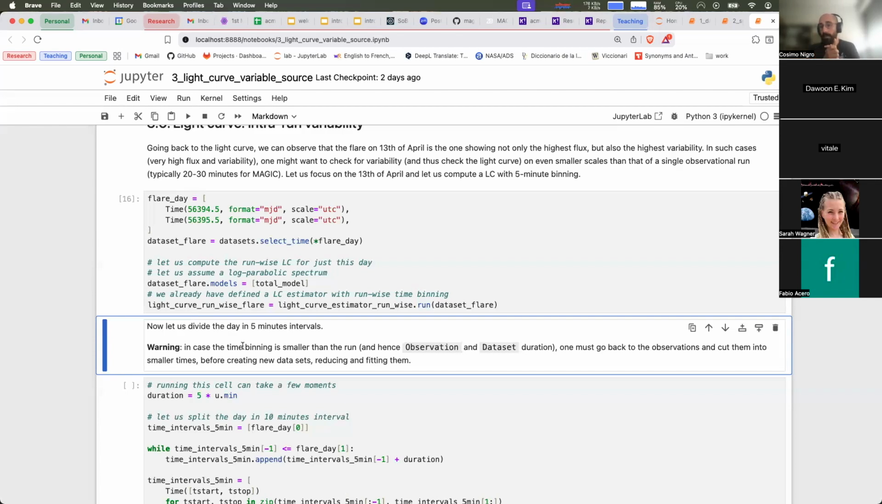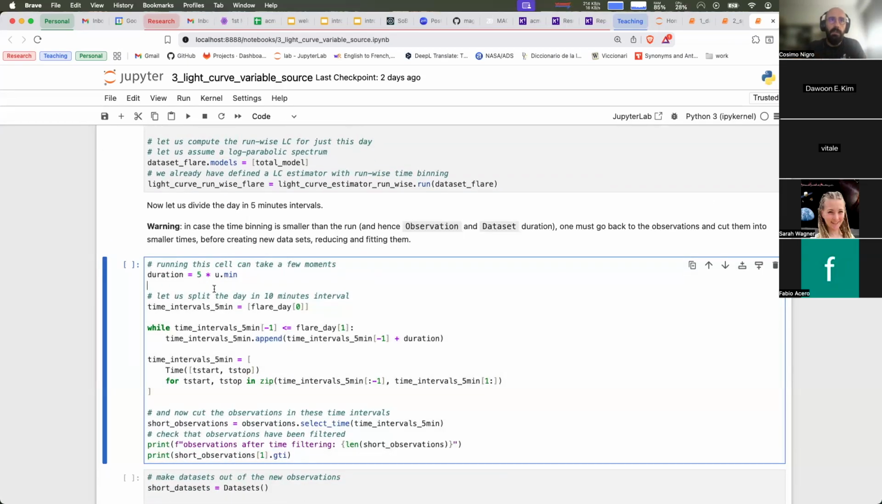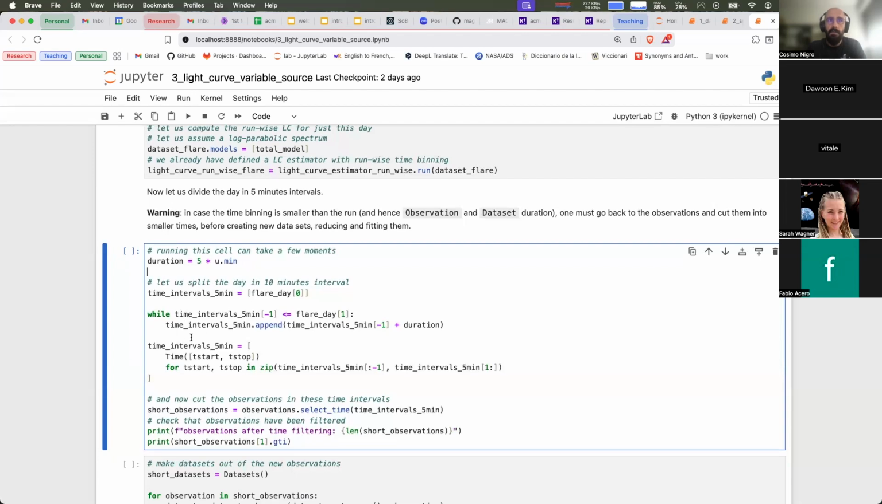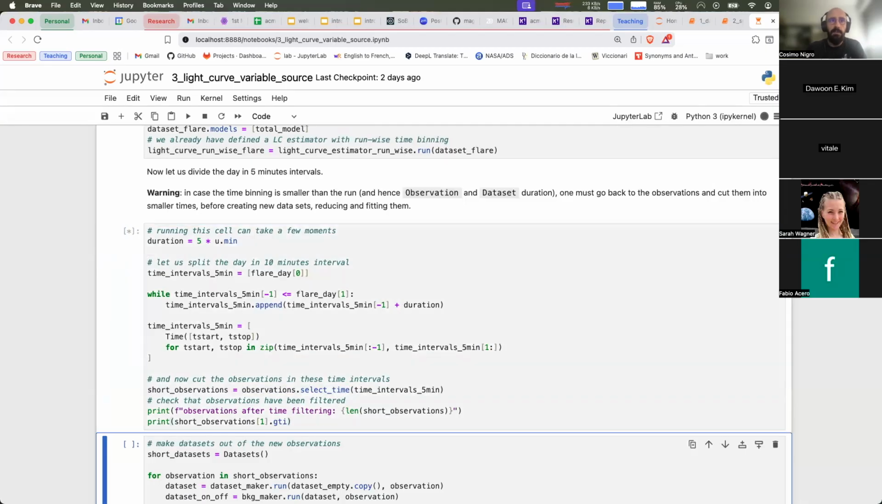But if your time bin is shorter than the observation time, in this case, 5-minute intervals, when you have 20-minute observations, you have to cut the observation as well, okay? So time bins larger than the dataset, Gammapy will stack, but for shorter time bins, you need to cut your observation, in 4 in this case, okay? So that's what we do here. We define a 5-minute duration, then I make a list of 5-minute intervals, and I do observation.select_time of this new list of time intervals.